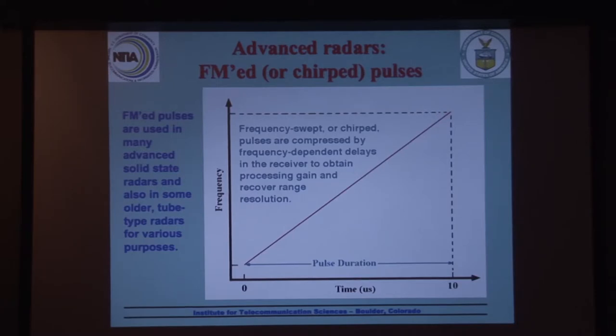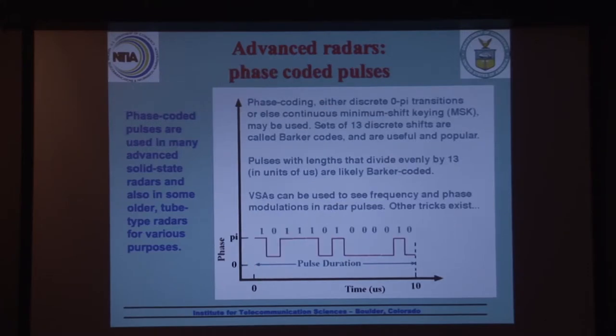But in any event, they have to put modulation into the pulse so that in the receiver, they can use processing to recover the range resolution, which is a function of the effective pulse width. Is this pulse compression? So this is a pulse compression technique. This is called chirping. They actually sound like a chirp if you listen to them. Or they can modulate, if not frequency, they can modulate phase. They can switch between zero and pi while the pulse is running.